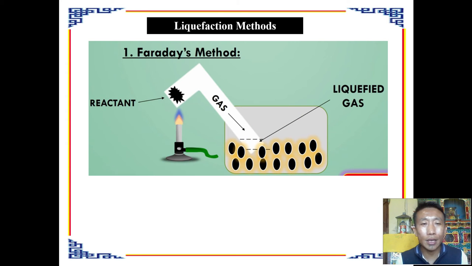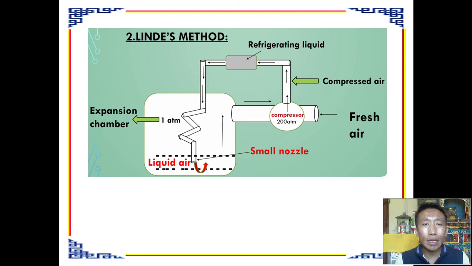The first method that we are going to see is Faraday's method. In Faraday's method, an L-shaped tube is there. In one end, we keep the reactant and then we heat it. When we are heating it, we are making it compressed. So when it is in a compressed form, these gases will try to expand. They will try to escape from here. And as they escape, when they come to an area where they can expand suddenly, they start cooling down. Therefore, we can have a liquid there. Basically, this Faraday's method can be used for the liquefaction of sulfur dioxide, carbon dioxide, nitrogen dioxide, and chlorine.